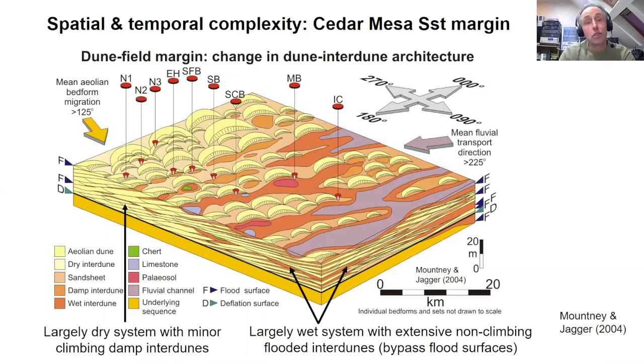And so the dunes are climbing over one another. It's effectively a dry Aeolian system. As we come out towards the middle of the model, where it says SB or SCB, we start to see the dunes are smaller and there are interdune flats between the dunes.